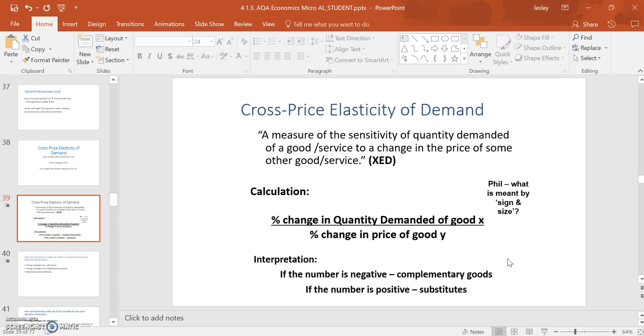If it's negative, they're going to be complementary goods. If they're positive, going to be substitutes. And we also want to know, well how responsive is that product to a change in the price of the other product? The size of the number will tell us whether it's an elastic response or an inelastic response.